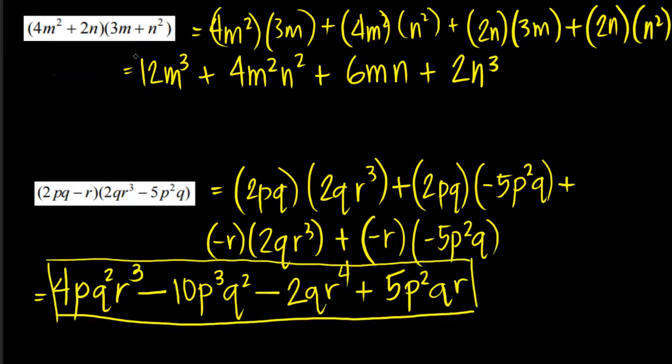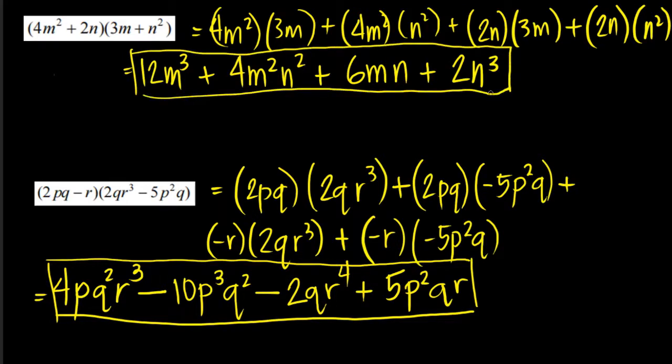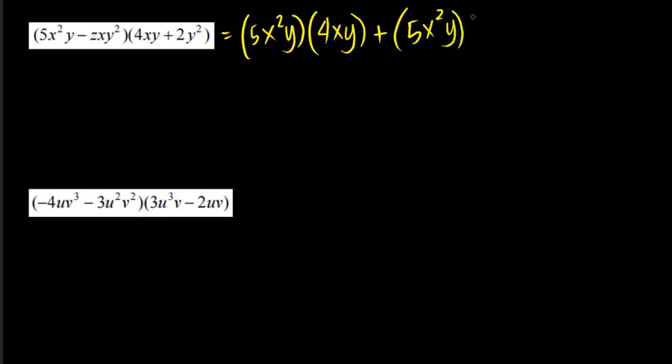Okay, that is FOIL. Okay, let's try another one. So, these are still going to be under the FOIL method, because there are two terms. So, our first terms are 5x squared y and 4xy, so F. Plus, the outer terms are 5x squared y and positive 2y squared.